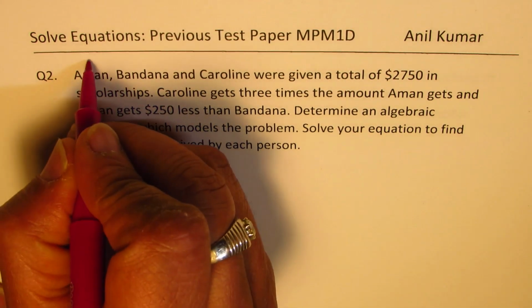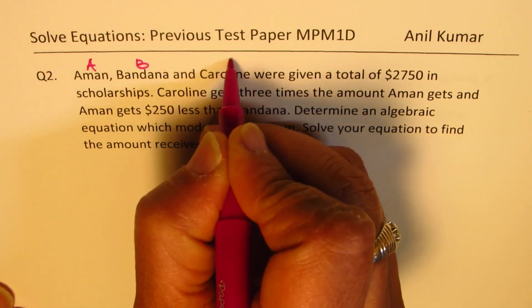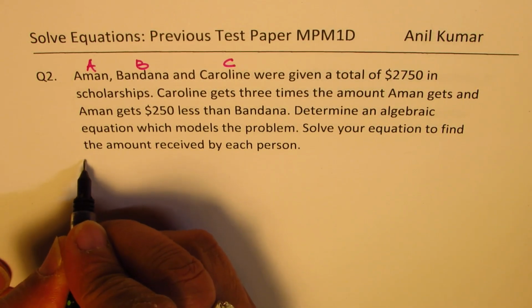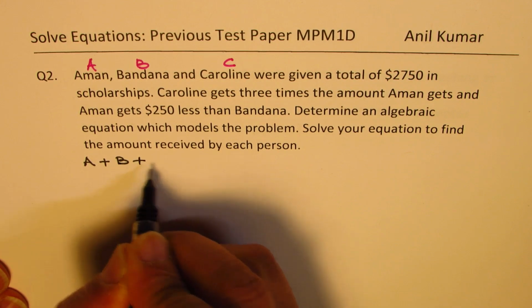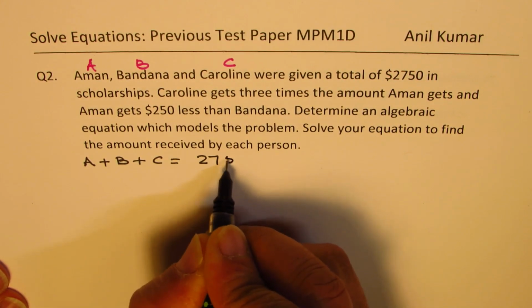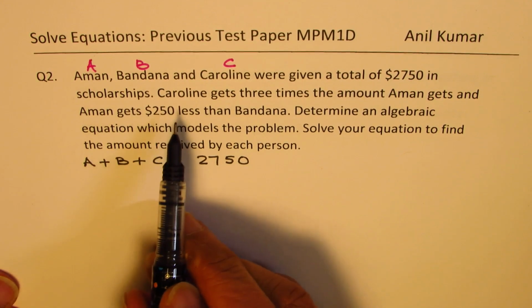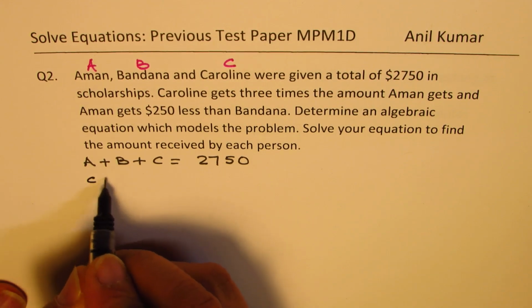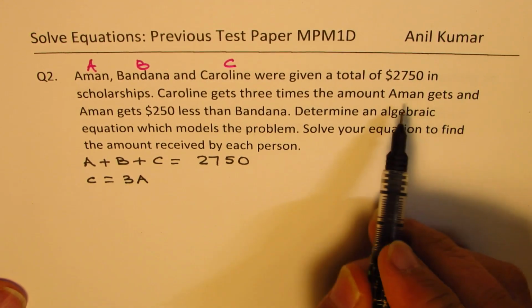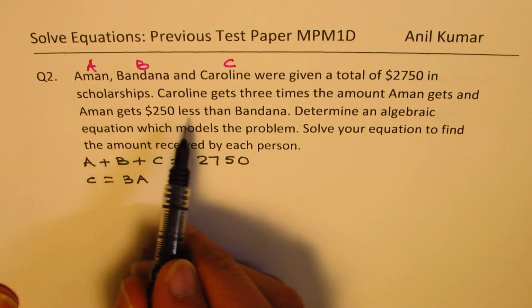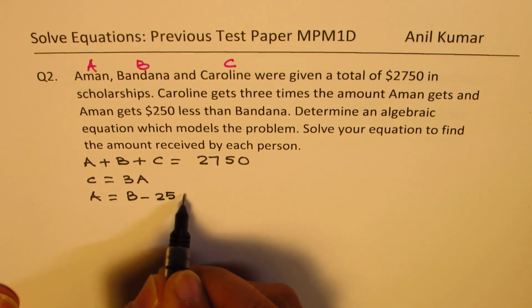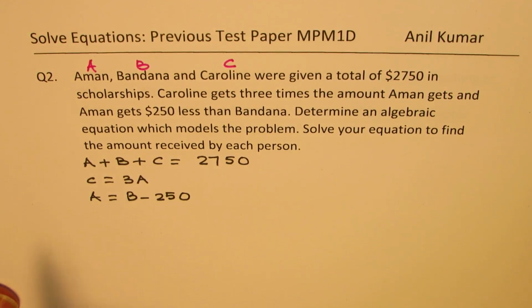So let's define our variables, right? So amount to Aman is A, Bandana B, C for Caroline. Okay, so that makes relevant reference. Total is 2750, so we are saying A plus B plus C is 2750. Clear? Now, Caroline gets 3 times the amount Aman gets. So C is 3 times Aman. And Aman gets 250 less than Bandana. A is B minus 250. 250 less than B, okay?